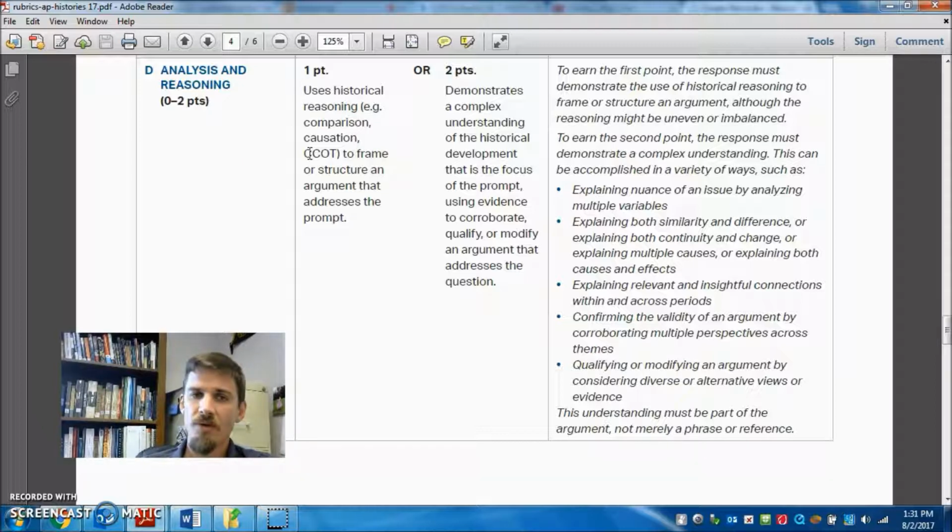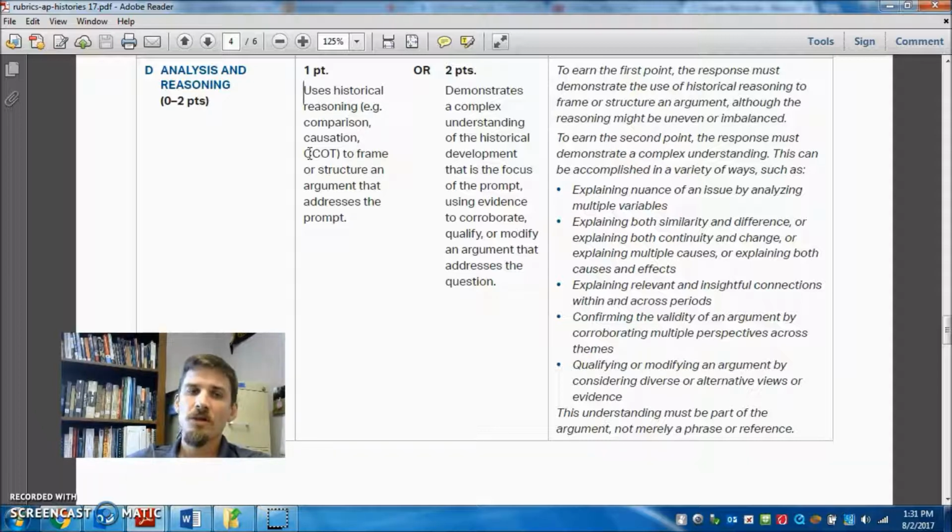So obviously comparison, we're looking at two different either time periods or geographic locations. Causation, why did one thing happen as a result of another? Change and continuity over time, how did something either stay the same or change as you went from one period to the next? And really the only reason you need those is because it helps you to focus your writing and address the things that they're wanting you to address.